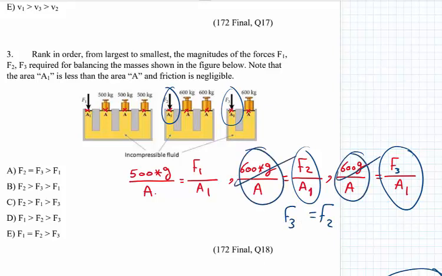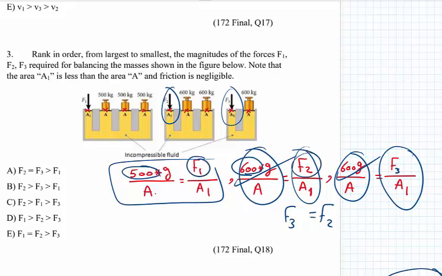Okay. For the first one, how to compare the first one to the other two? They are 500 over A versus 600 over A. The numerator here is lower than the numerator on the other side. So I expect the force F1 to be smaller than the force F2 or F3. So I would choose the first one: F2 and F3 are equal and both are greater than the force F1.